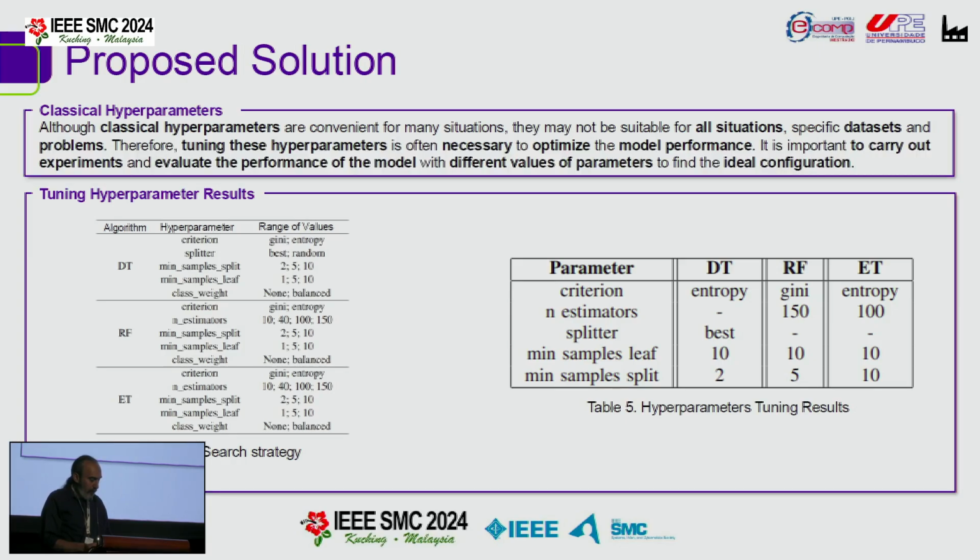Although classical hyperparameters are convenient for many situations, they may not be suitable for all specific datasets and problems. Therefore, tuning these hyperparameters is often necessary to optimize the model performance. It's important to carry out experiments and evaluate the performance of the model with different values of parameters to find the ideal configuration. In Table 4, we have the grid search strategy to choose the best hyperparameters for DT, RF, and ET algorithms, and in Table 5, the results of hyperparameter tuning.